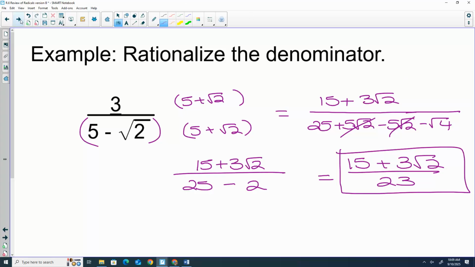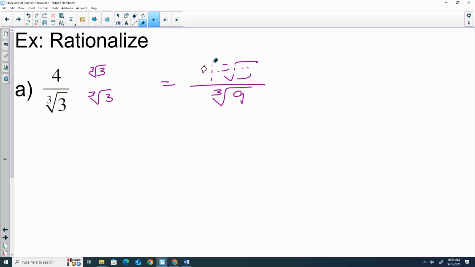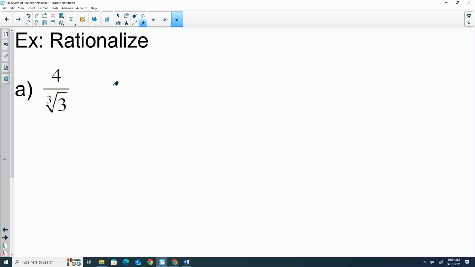What if it's not a square root then? What if I give you a cube root? If I just multiply by the cube root of 3 on top and bottom, I get 4 cube root of 3 over the cube root of 9. Can I do the cube root of 9? No, so that didn't help me. If it's a cube root, we need to get a perfect cube on the bottom.